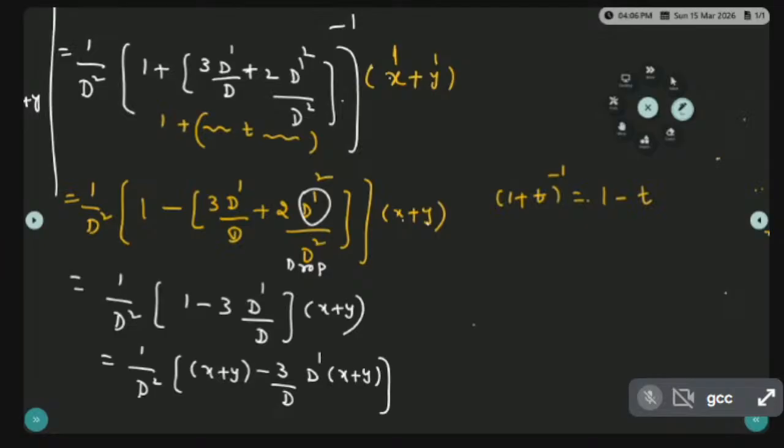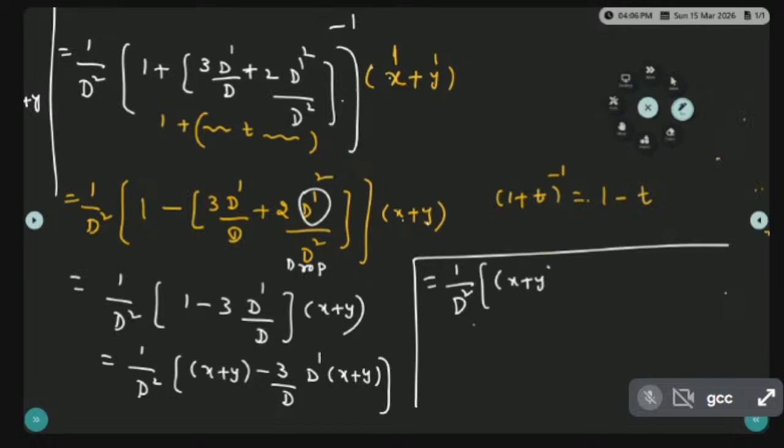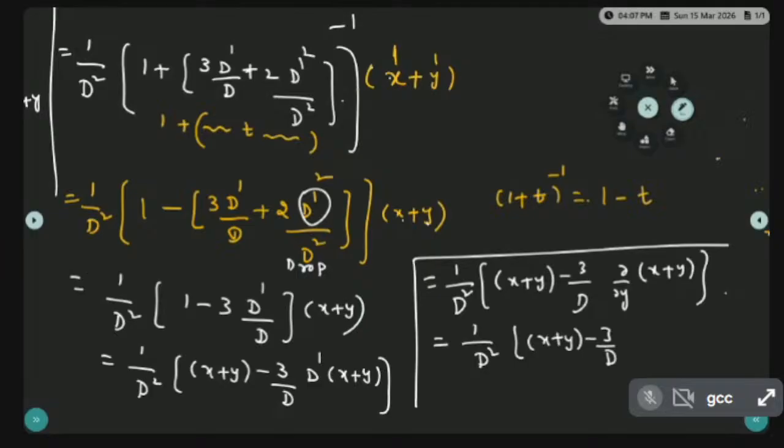d dash into x plus y. Okay, 1 by d square x plus y minus 3 by d. May I know what is d dash? d dash is dou by dou of x plus y. 1 by d square x plus y minus 3 by d dou by dou of x plus y. What is the answer? 1. With respect to d dash by d, you are getting 1. With respect to higher derivatives, that will be 0. That is why I ignored.